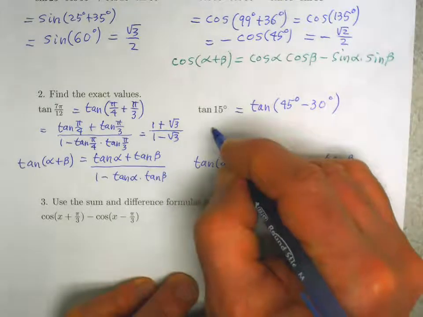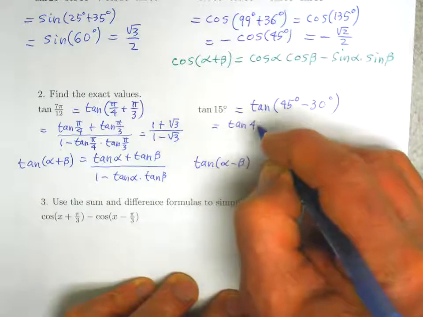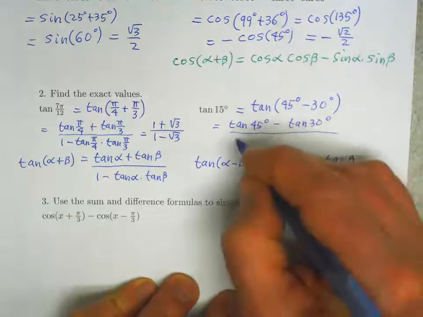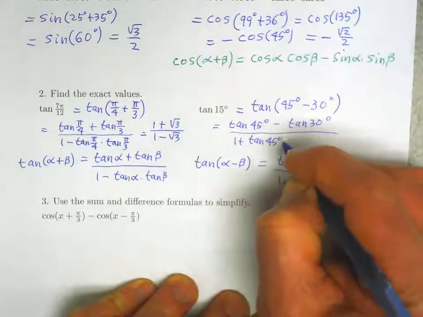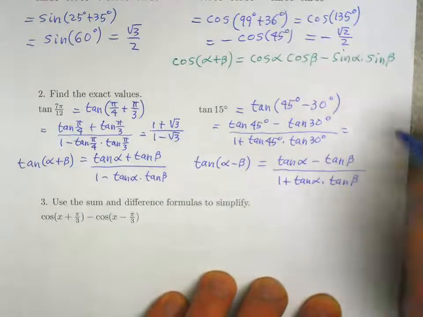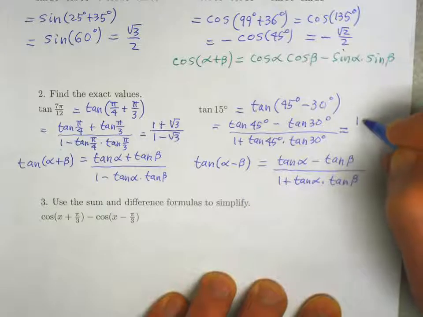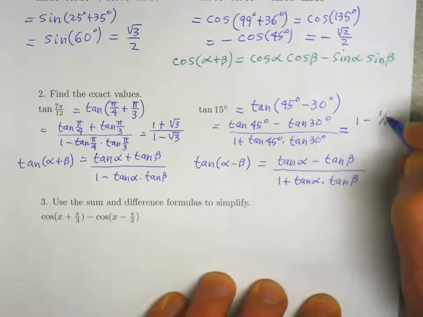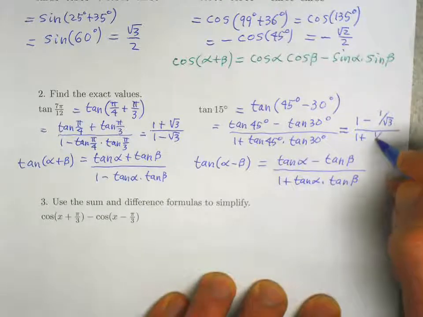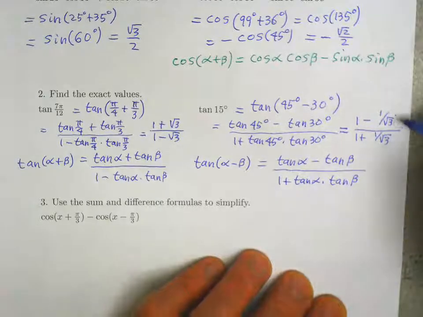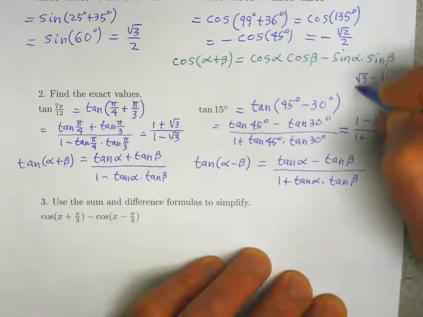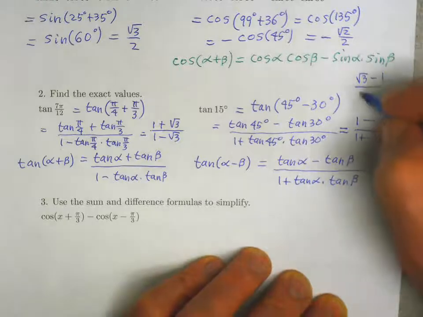Okay, so we get tangent of 45 degrees minus tangent of 30 degrees divided by 1 plus tangent of 45 degrees times tangent of 30 degrees. So tangent of 45 is 1. Tangent of 30 degrees is 1 divided by the square root of 3. And in the denominator, 1 plus 1 times 1 over the square root of 3. So this can be simplified to the square root of 3 minus 1 over the square root of 3 plus 1.